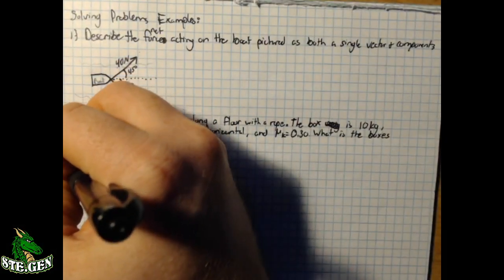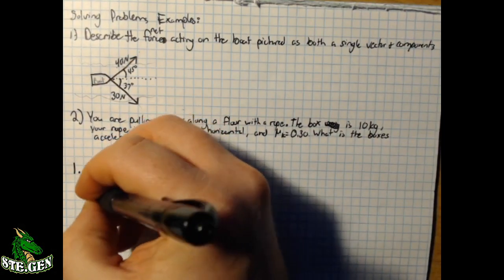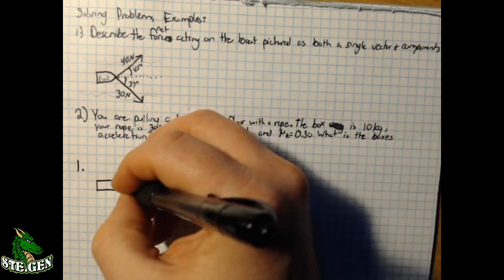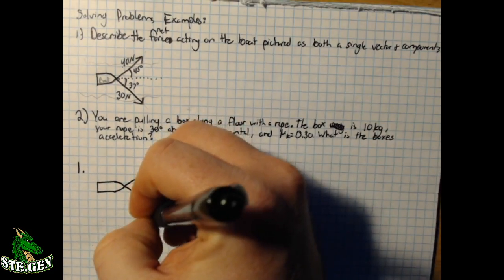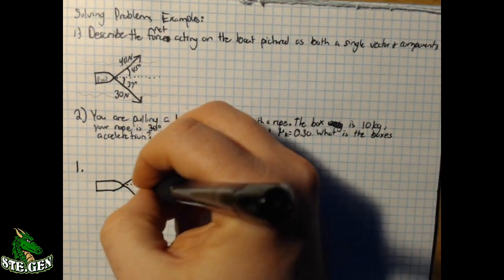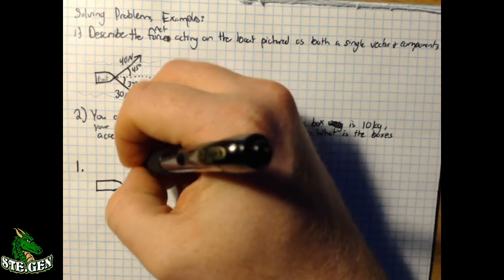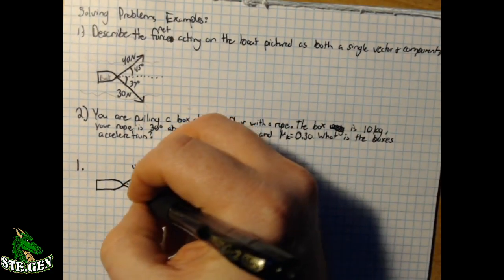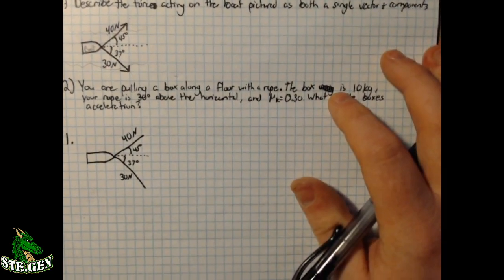So we're going to start with number 1. I'm going to redraw my boat here. Make it a little bigger. And this was 40 newtons. This is an angle of 45 degrees. This is 37 degrees. This is 30 newtons.